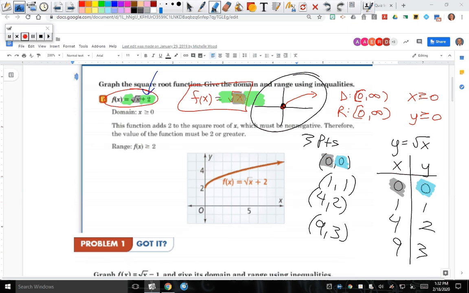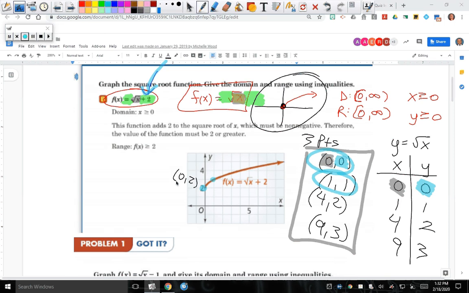If my original, and these are the default parent function originals, if there was a transformation of a vertical shift up by 2, 0, 0 got shifted up to 0, 2. You see what I'm saying? 1, 1 got shifted up to what? 1, 3. So 0, 2, 1, 3, 4, 2 went to where? 4, 4. So 4, 4 is right here. And where did 9, 3 go? 9, 5. So 6, 7, 8, 9, 9, 5.